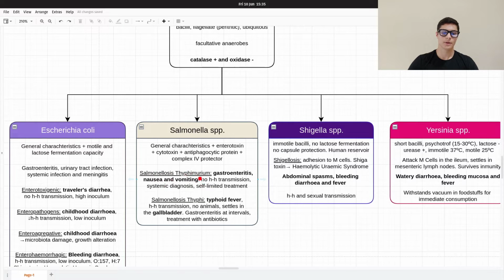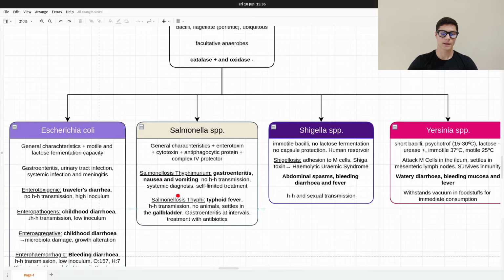Salmonella typhimurium is the one we get, for example, from ingesting raw eggs, raw chicken, and it causes gastroenteritis, nausea, and vomiting. There is no human-to-human transmission, and the diagnosis is systemic, and there's a self-limited treatment.